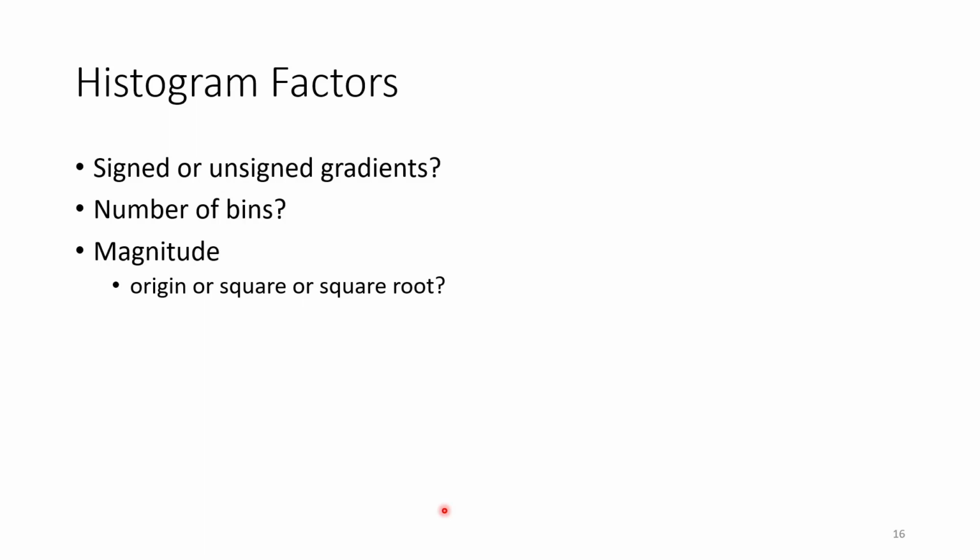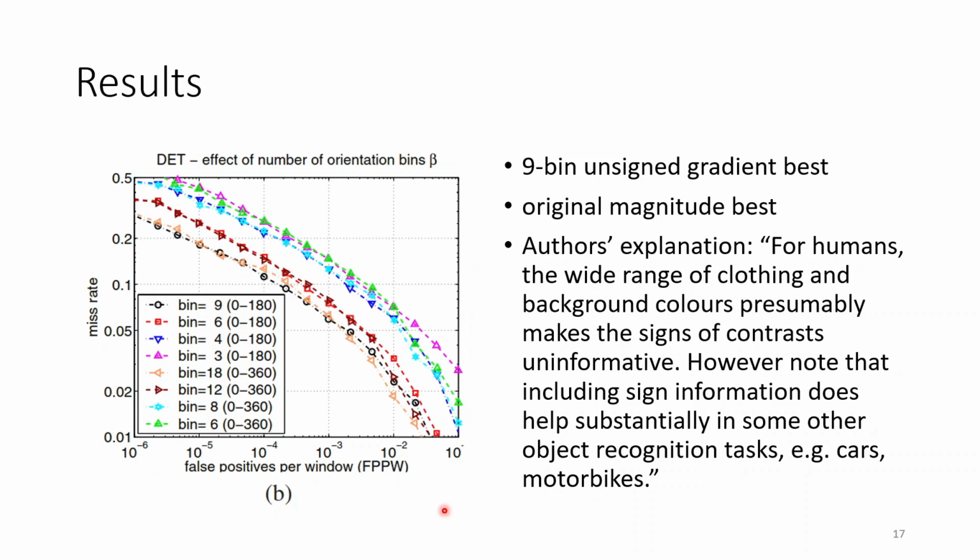Okay, and to calculate the magnitude, there are also several choices. The original one, that means the L2 norm, or square, or square root. So in their paper, they also report the results. They try different combinations. From 0 to 180 means they only use unsigned gradient. For 0 to 360, it means they use signed gradient. Okay? And they try different numbers of bins, 9, 6, 3, 4, 18, 12, and so on. And again, if all other settings are fixed, then they found the best setting is unsigned gradient and the bin number is 9.